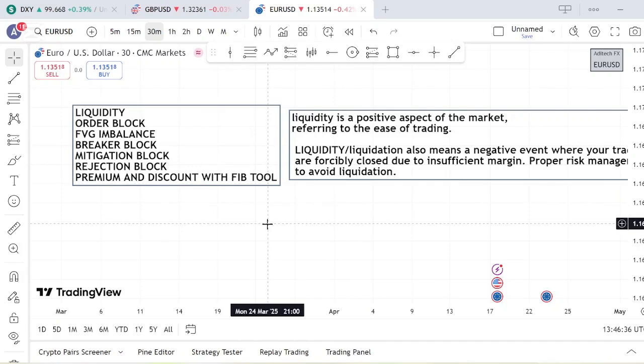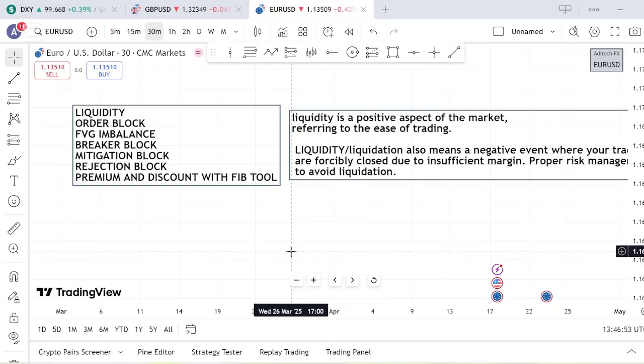So liquidity helps once there's liquidity in the market. Once price is able to grab liquidity, then you can know where the market is going. That is why liquidity is very important in trading.